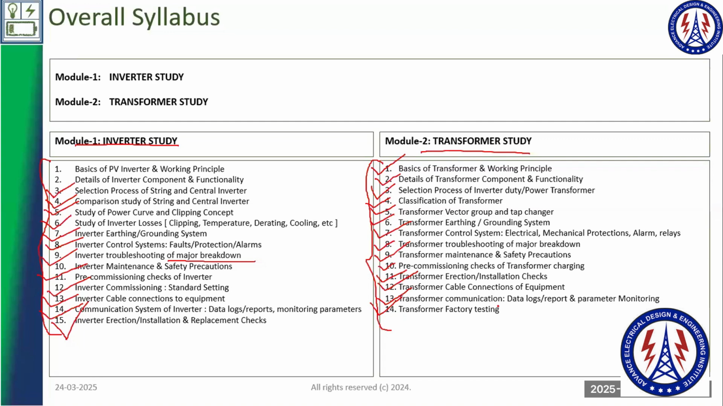Here we will also touch base on the selection part. Even if it is a very small portion, mentioned here as working principle, we'll touch at least a little portion of the design aspects of both the inverter study and the transformer study modules, right? On both sides, we'll be addressing some portion of how to design or select the relevant transformer or relevant inverter. That portion we'll definitely understand in the coming days. With these two modules, we'll be concluding our entire journey, right?